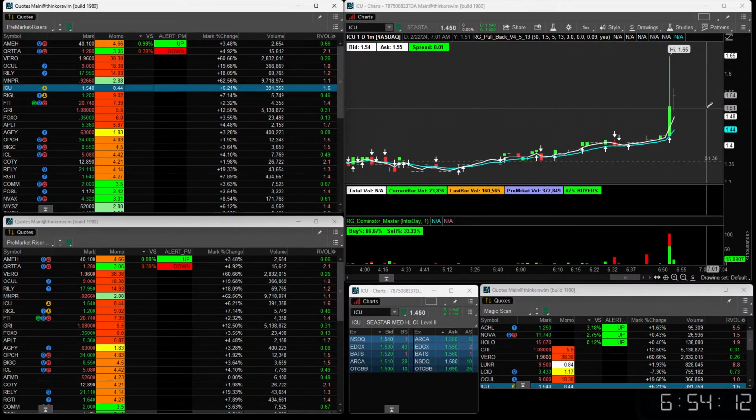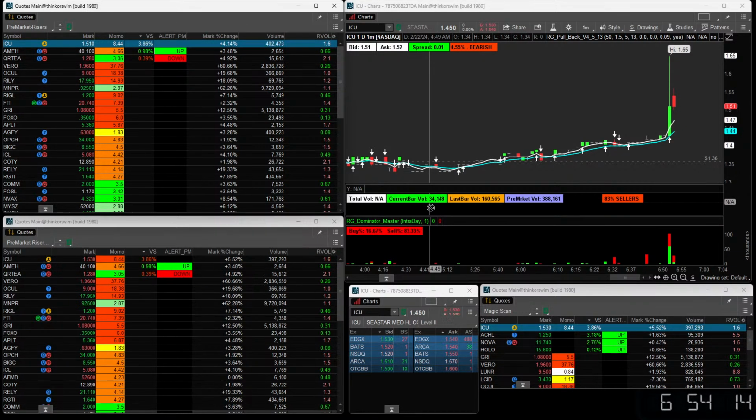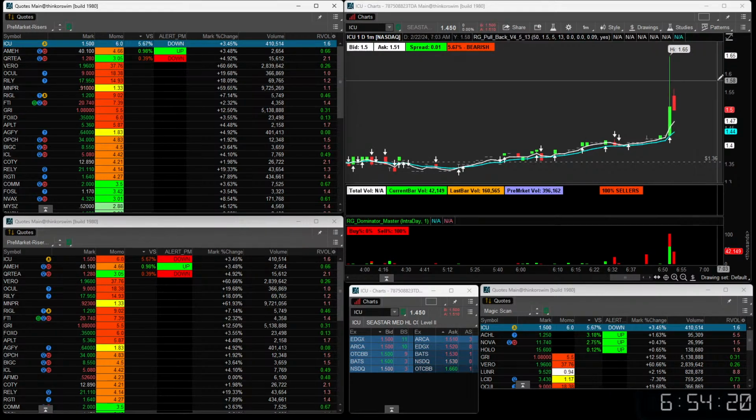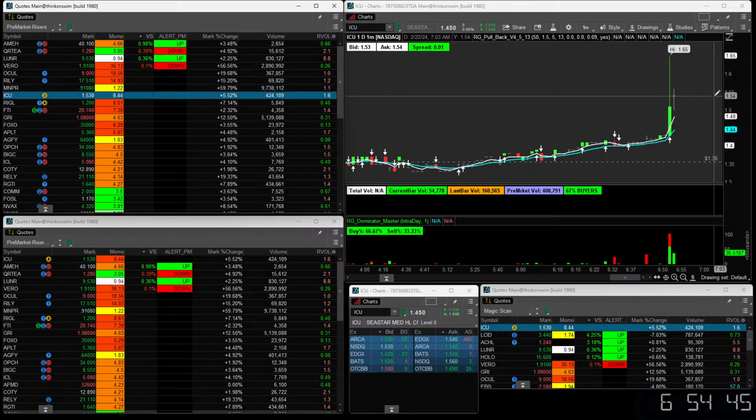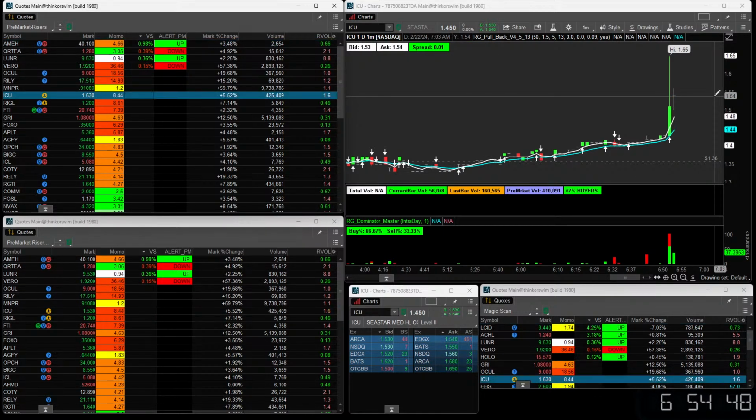Volume seems to be dying out. I'm watching right here. Don't know if that's a pullback or not. I don't know if it's a pump or not. I'm not liking its activity. Volume has stopped. I'm going to stay clear of that one.